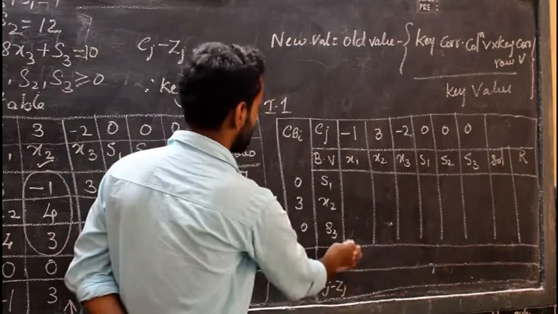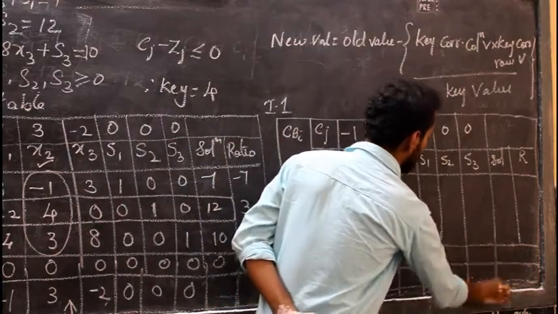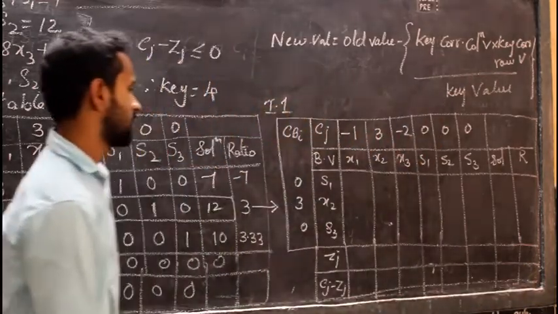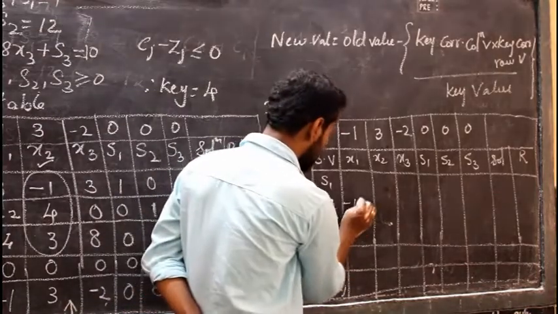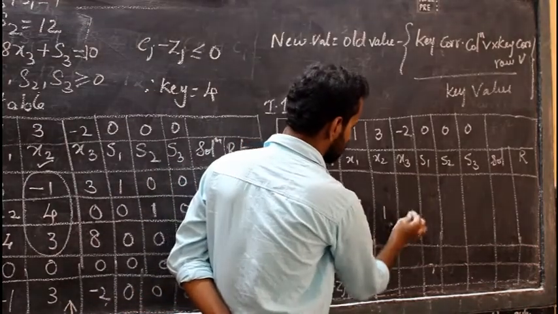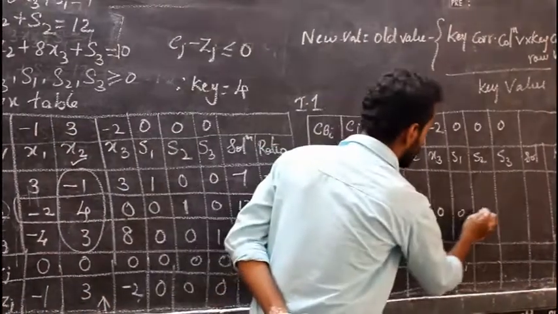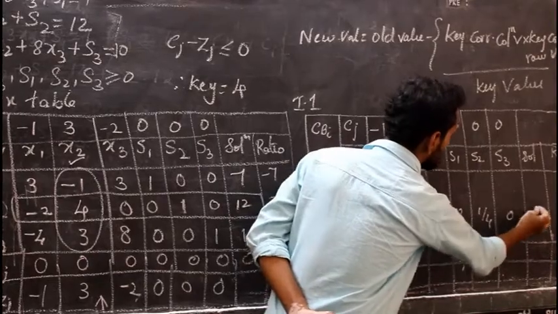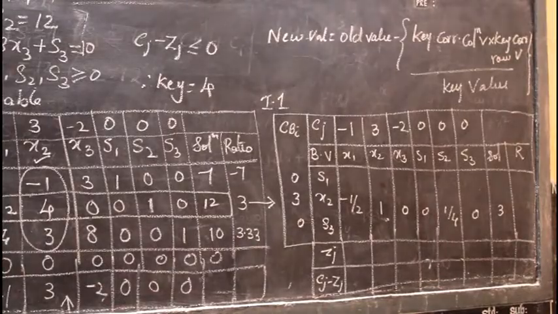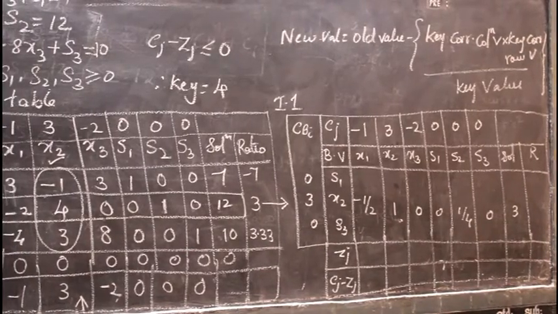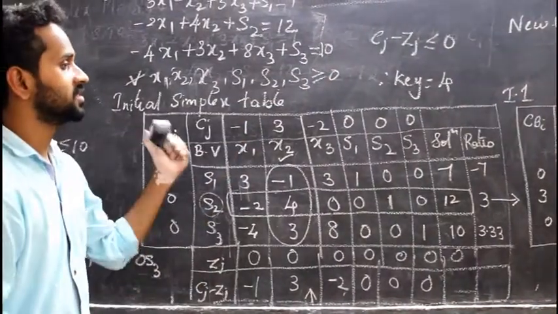Now look at it. My intention is to find the new values for S1 and S3 rows. S2 row already we got it by dividing by key value. What are we getting? Minus 1 by 2, 1, 0 and 0, 1 by 4, 0, 3. These are the values what I got after dividing by key value. Now what I need to do? I need to enter new values for remaining values. How to find new values? By using the formula. We'll check.